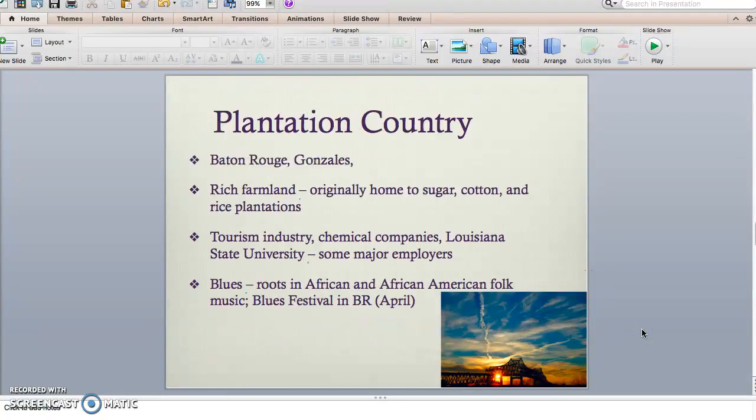And let's move on to the plantation region. So plantation country, Baton Rouge, Gonzales, St. Francisville. So where we're at is plantation country. It's called plantation country because it had a lot of rich farmland, or has a lot of rich farmland, and so this was originally home to sugar, cotton, and rice plantations. We now rely heavily on the tourism industry, chemical companies, Louisiana State University. Probably a lot of your parents work for these different industries. Music, blues is pretty big. It has its roots in African and African American folk music, and there's a big blues festival in Baton Rouge in April.